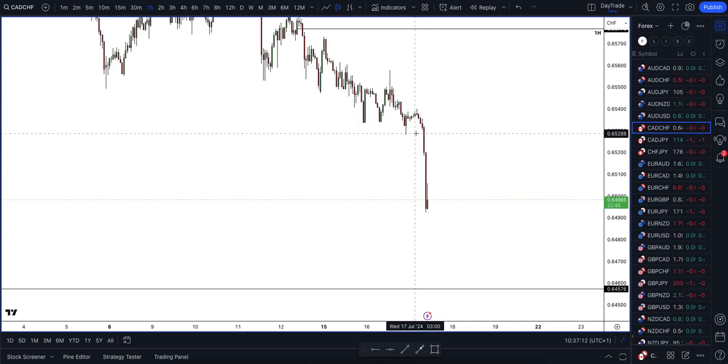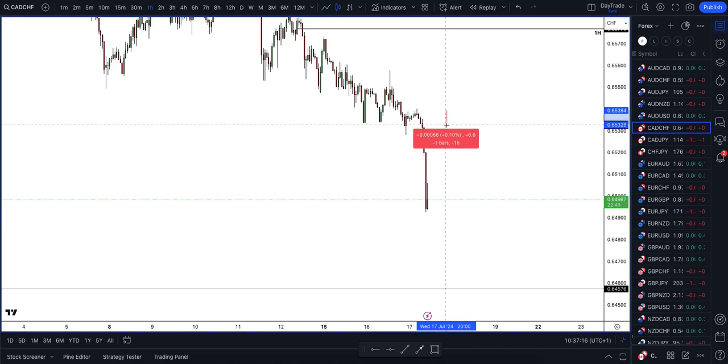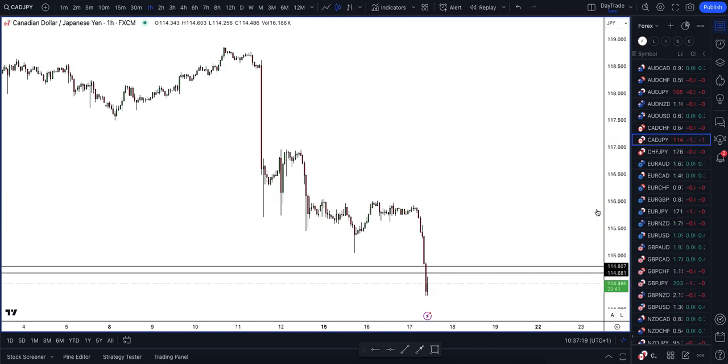Was this a zone earlier on today? That was in the morning at 4 in the morning, 4.8. No. Okay, moving on. CAD yen.